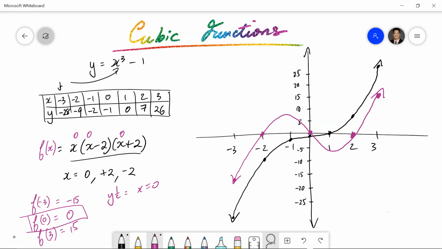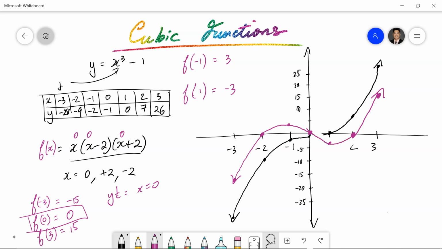If you want a little bit more accuracy, we can substitute f of minus 1 and f of 1. If we substitute minus 1 into that function, we'll end up getting 3. And if we substitute 1, we'll end up getting minus 3. So we can see that my turning points are not quite right. Positive 3 and minus 3 is about there. So the curve is just a little bit less.